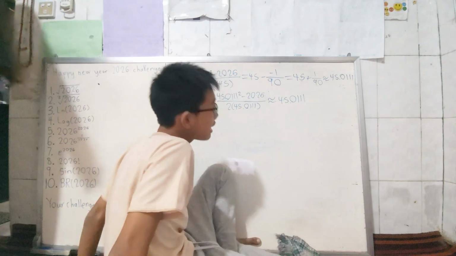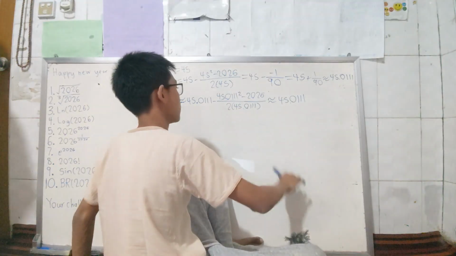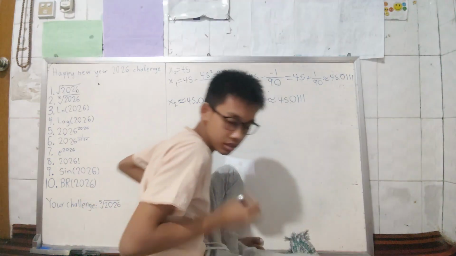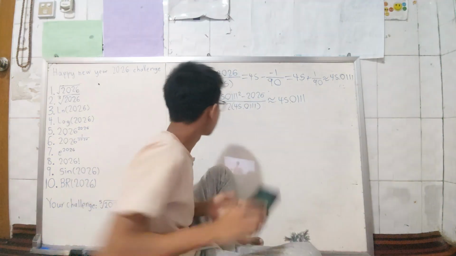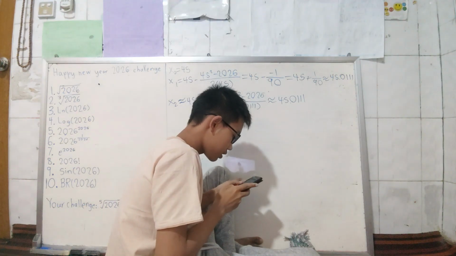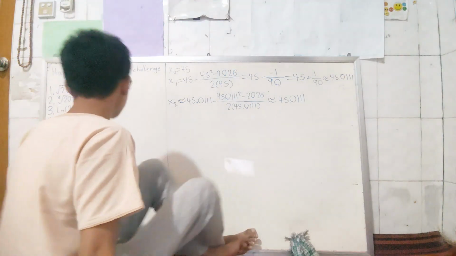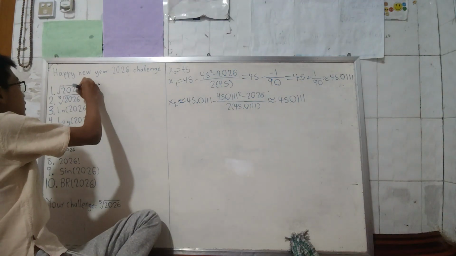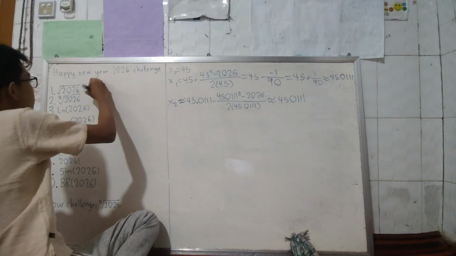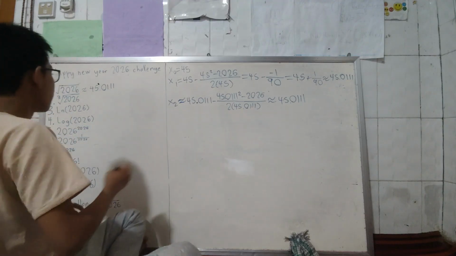45.0111. So that is going to be equal to 45.0111. Let's check. Square root of 2026. Oh, so yeah, it's really correct to 4 decimal places of accuracy. So I'm gonna write that down right there. So it's gonna be 45.0111. Now let's go to number 2.